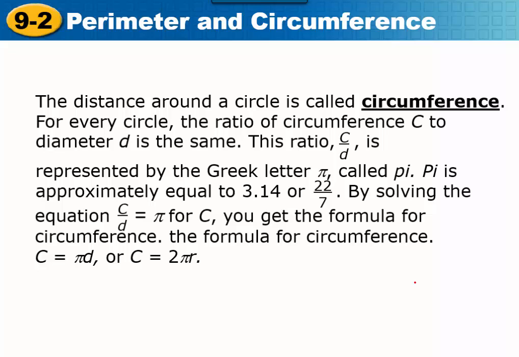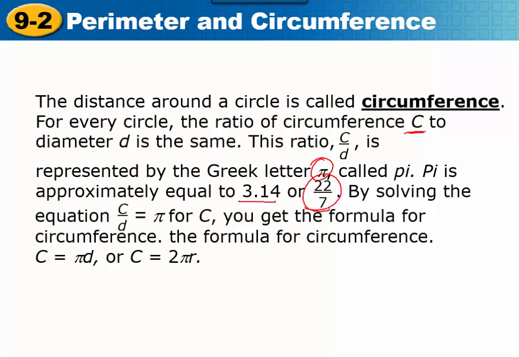It says for every circle, the ratio of the circumference C, which is represented by that capital C, to the diameter is the same. This ratio is C divided by D. It's represented by a Greek letter called pi, this one right here. Pi is approximately equal to 3.14 or 22 over 7.